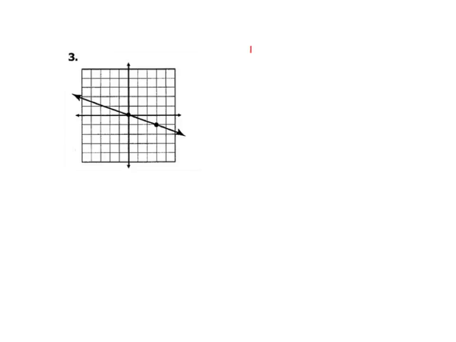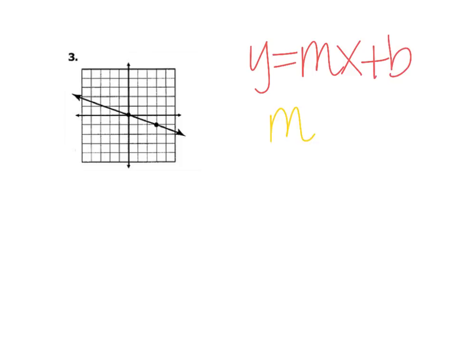So our goal is to write it in the form y equals mx plus b. We can easily identify our m and our b by looking at the graph. So first of all, our b is, where does it cross the y-axis? Well, right there at 0, 0. So b equals 0. And then our m, how do we go from one point to the next? So we went down 1, so our rise is -1, and over 3, so our run is 3. Therefore, our slope is rise over run.